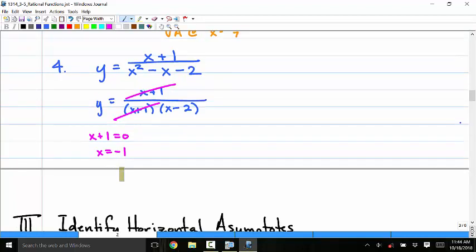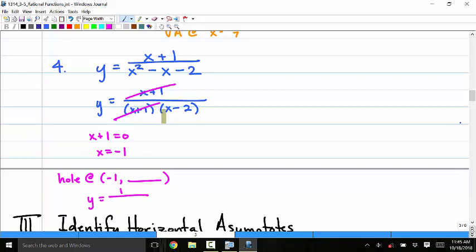Where is the hole? -1, something. What is that something? What's left up top once I cancel the common factor? A 1. And on the bottom I'm going to have -1 minus 2. So I get a hole at -1, -1/3. Questions?